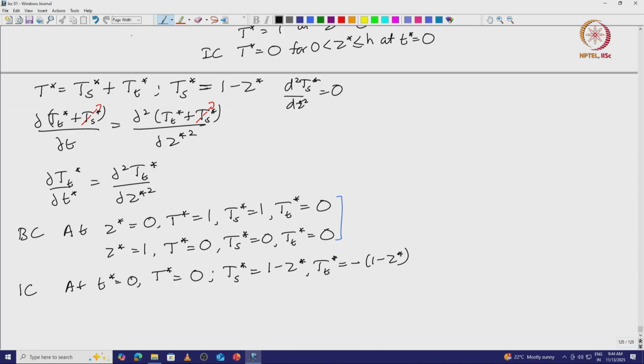So, again, the total temperature is 0 at initial time throughout the medium, except at the bottom surface, when the heating has just started. Steady temperature is 1 minus z star, therefore the transient temperature is minus (1 minus z star). Note that this is inhomogeneous, and therefore you have a transient temperature.